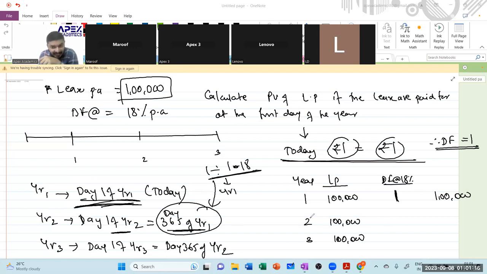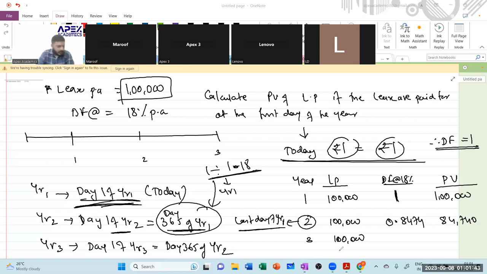Second year is essentially the last day of year 1. So the first year's discounting factor will come for the second year. 1 divided by 1.18. What is your answer? 0.8474. Yes. 0.84745762711. I rounded it off as this much. This will be 84,740 present value.